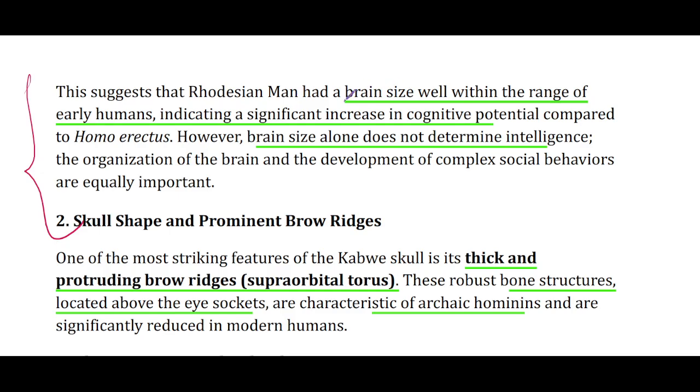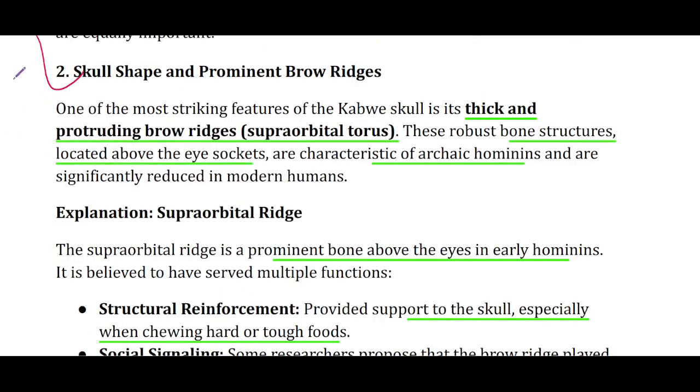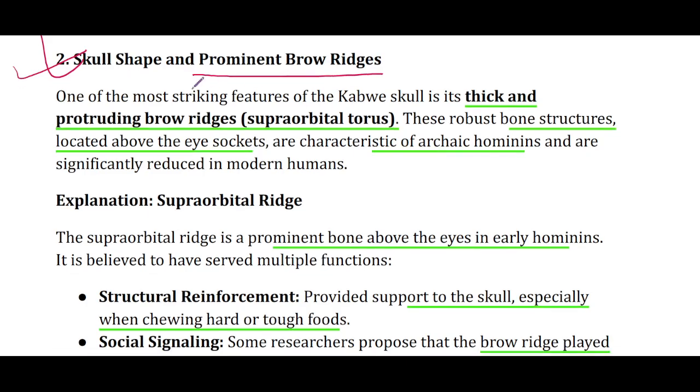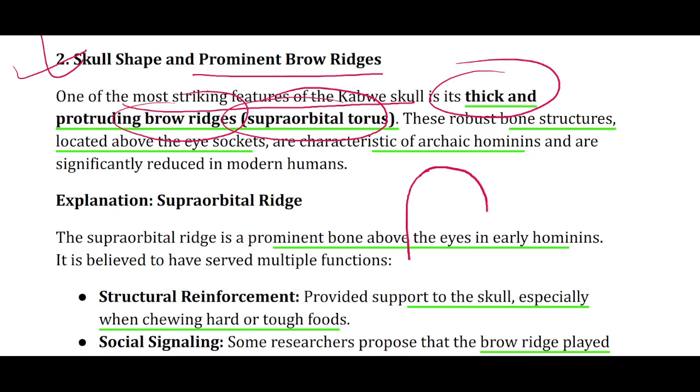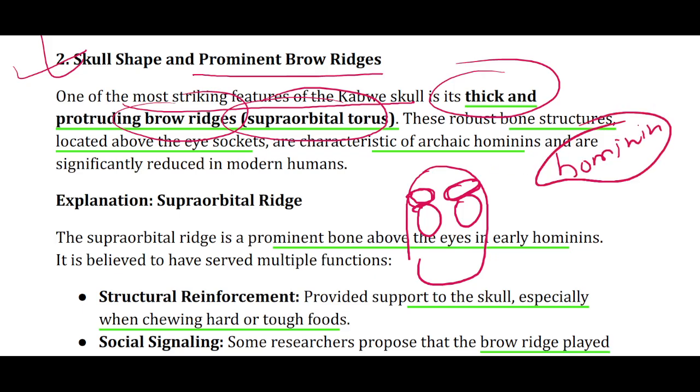This suggests that Rhodesian man had a brain size well within the range of early humans, indicating a significant increase in cognitive potential. Now, as for skull shape and prominent brow ridges, one of the most striking features of the Kabwe skull is its thick and protruding brow ridges, the supraorbital torus. Supraorbital torus or brow ridges are bony structures located above the eyes. If this is a skull, these are the eye sockets. So this bone is nearly absent in modern Homo sapiens, but most of the hominin species share this characteristic.